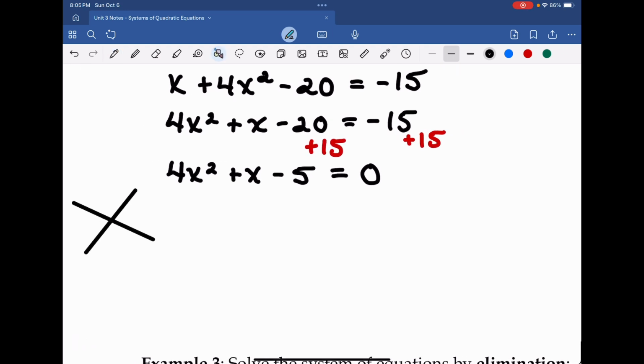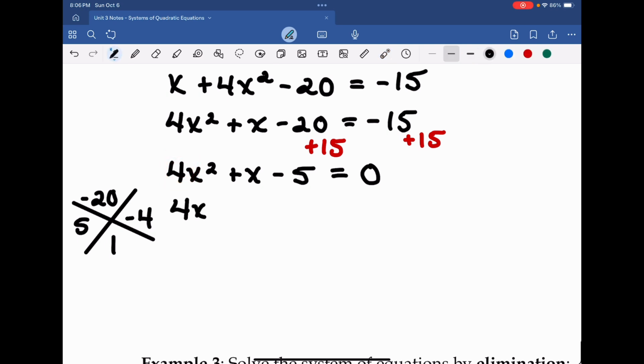We need two numbers that will multiply to make 4 times negative 5, which is negative 20, and add to make 1. That means it's going to be 5 and negative 4. You multiply those two things together, you get negative 20. You add them together, you get that positive 1. Now, we unfortunately can't just do inspection because the a value is more than 1.